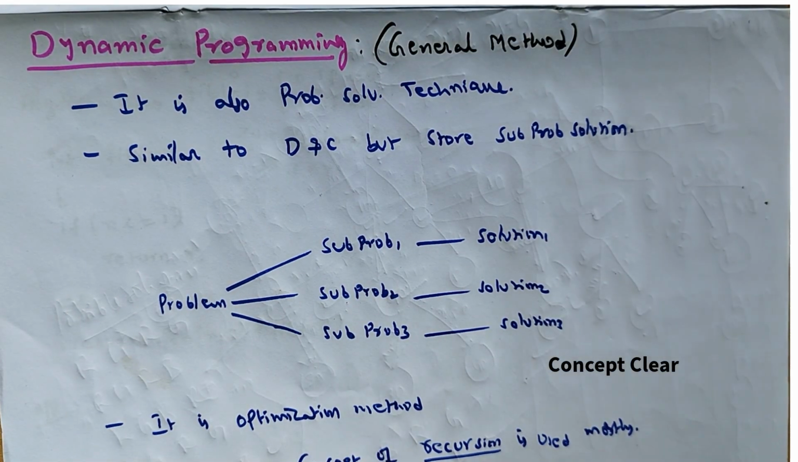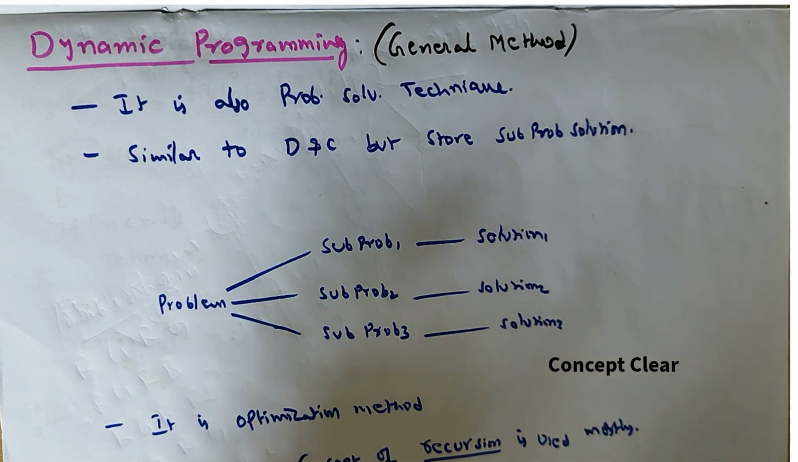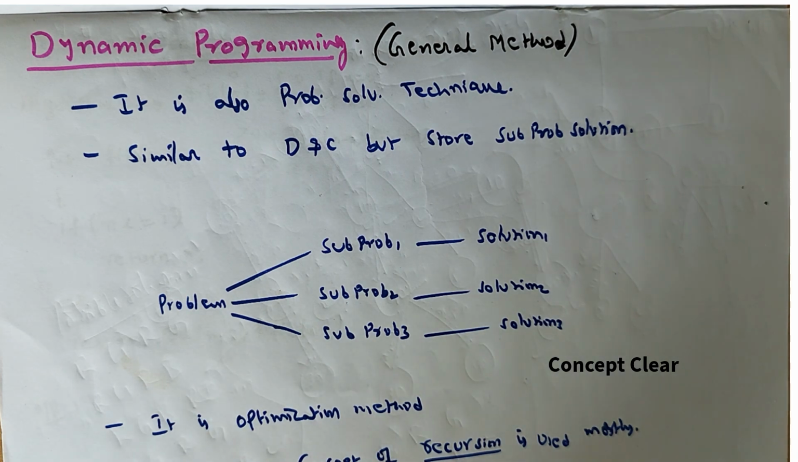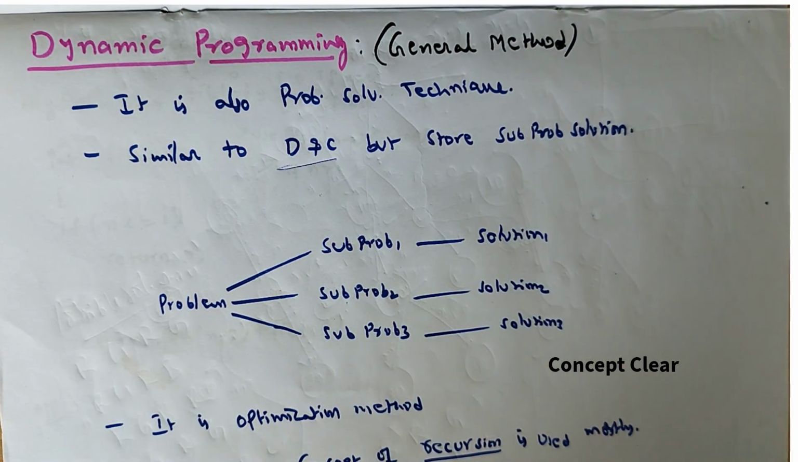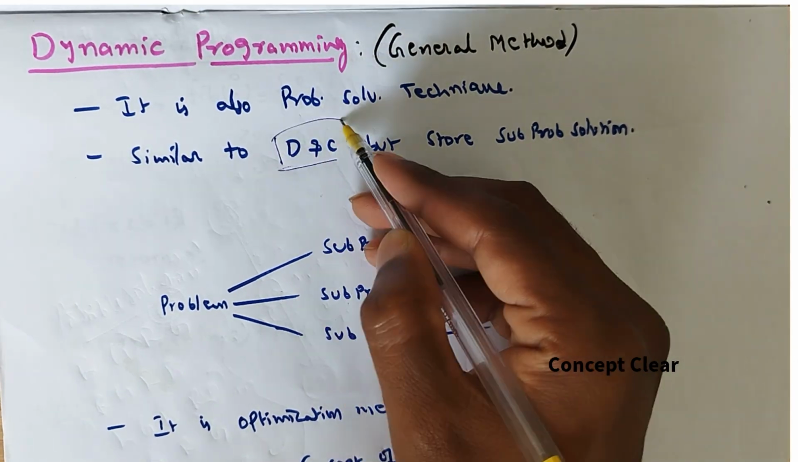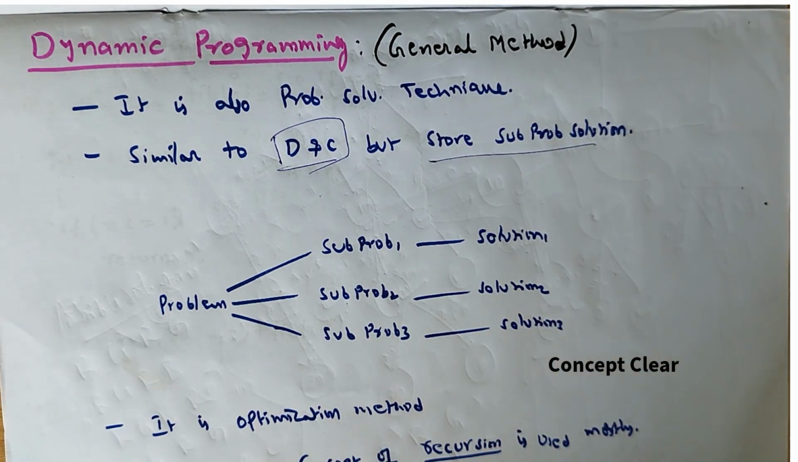In today's video, I will explain the topic dynamic programming general method in the subject of design and analysis of algorithms. First of all, what is the meaning of dynamic programming? It is one of the problem solving techniques. It is similar to the divide and conquer mechanism, but it stores the sub problem solution.